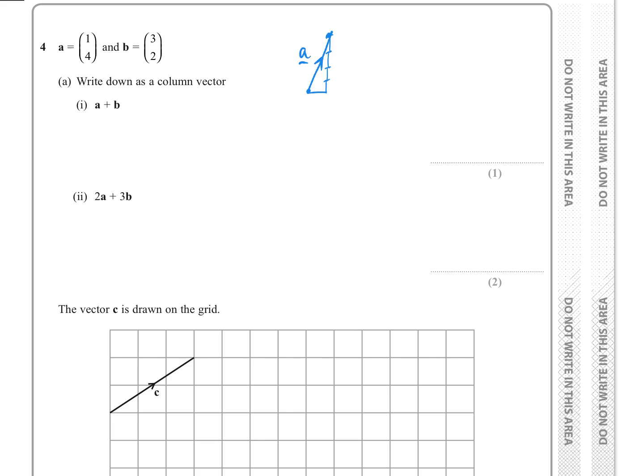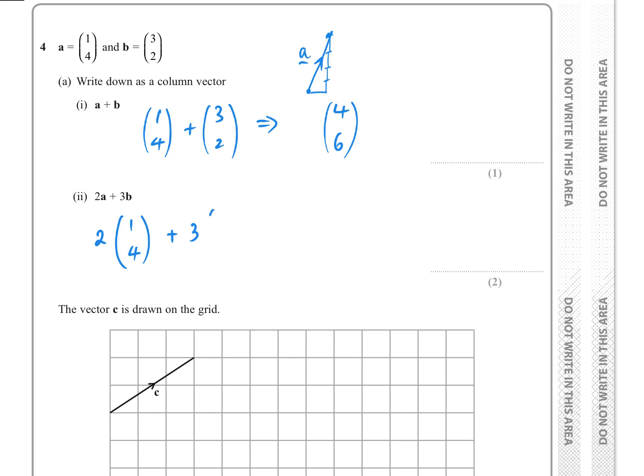Now, we want to do A plus B, so we have 1, 4 plus 3, 2, and that's nice and easy. That's just going to give us 4, 6. Then we've got 2A plus 3B. Well, that's just 2 lots of A plus 3 lots of B.